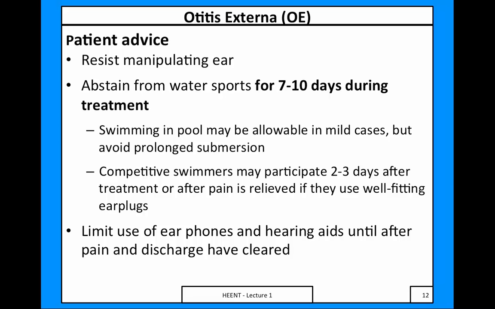So swimming in a pool may be allowable in mild cases, but you want to avoid prolonged submersion. Competitive swimmers can participate 2 to 3 days after treatment or after the pain is relieved if they use well-fitting earplugs. You want to limit the use of earphones and hearing aids until after the pain and discharge have cleared.